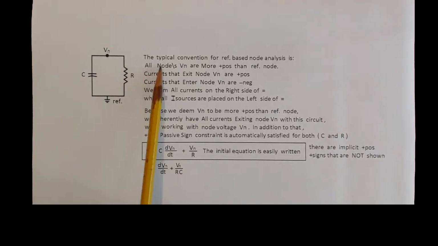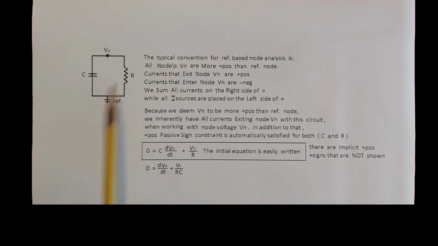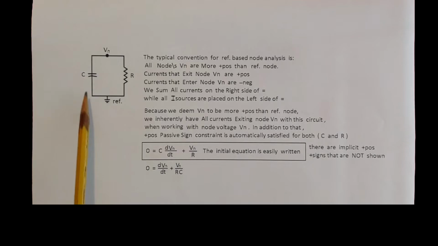So here we assume Vn is more positive than the reference node. We don't really know that it is more positive. We won't know that until the circuit is fully analyzed and we start seeing some numerical values. And again, the equation, we still write everything on the right side. It's the writing of the initial equation that is always the big deal. Here's a slight manipulation to get it into a form that we can eventually use to write the classic exponential equation for a simple RC network.